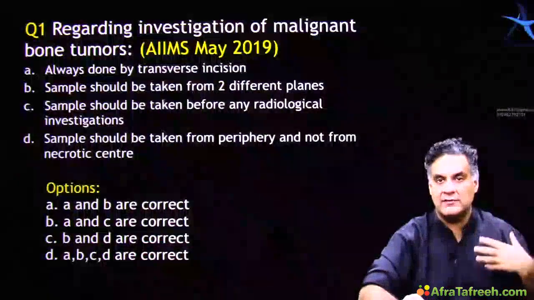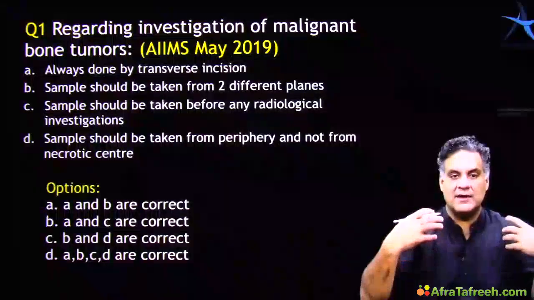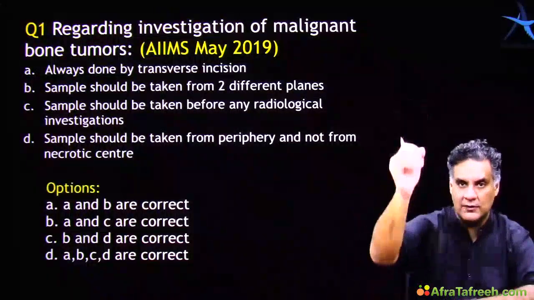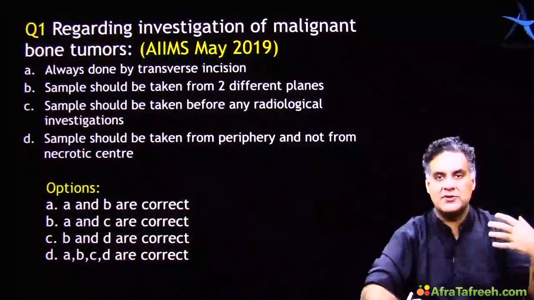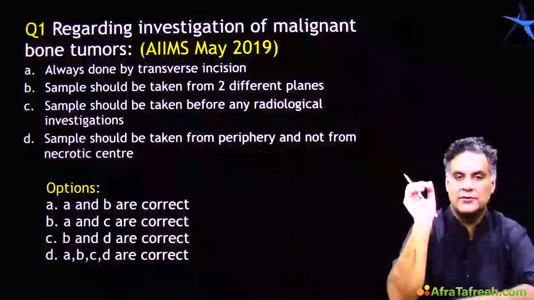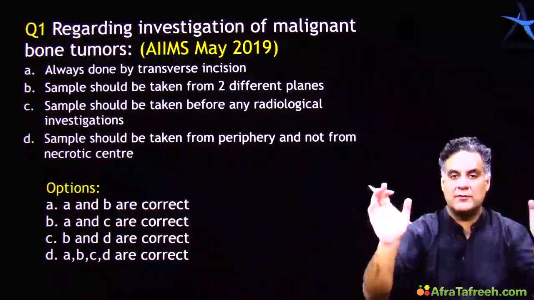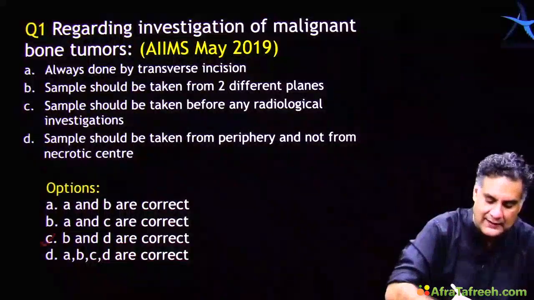Remember that. Coming to a question regarding investigation of malignant tumors: you will do a biopsy by transverse incision, wrong. You will go in a vertical direction. Sample should be taken from two sides, correct. You should do sampling before radiological appearance, wrong. Sample should be taken from the periphery, not from the center, correct. So B and D are correct.